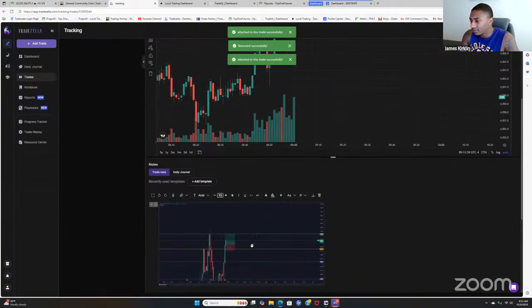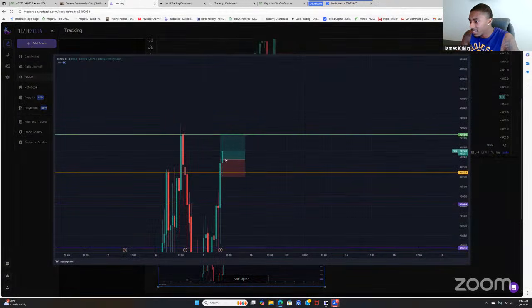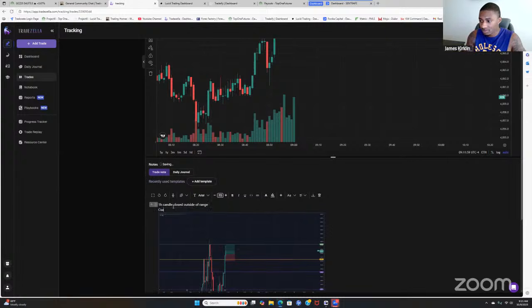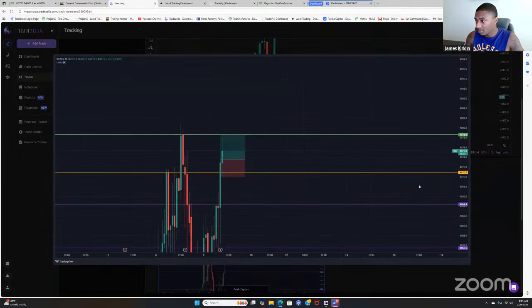Why is that a breakout? You see, this candle on the 1 hour time frame closed outside of the range. So the 1H candle closed outside of range. Then a new 1H candle, which is a 1 hour candle, wicked down to retest the broken resistance.